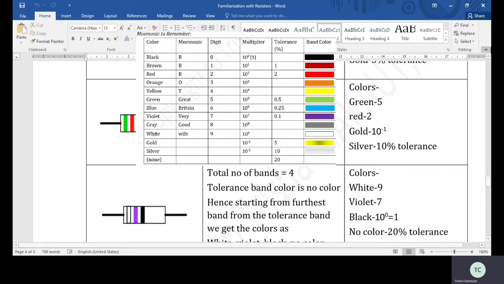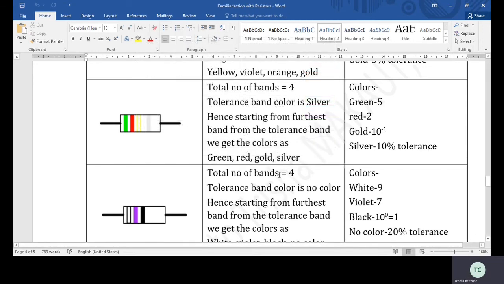So there may be a question in your mind that if we have this resistor with 4 values, how can we understand this is not a 5 band resistor? Yeah, I know this question will come in your mind.